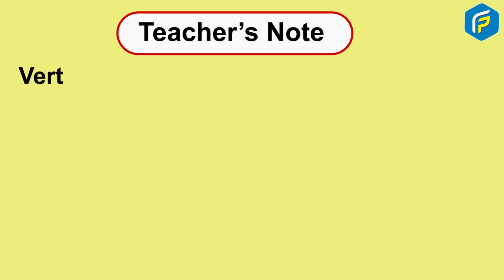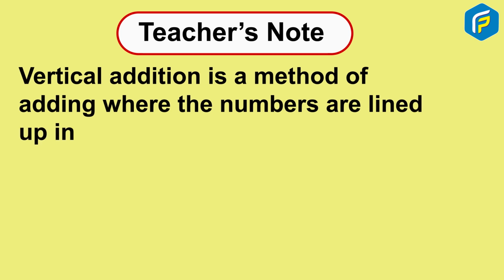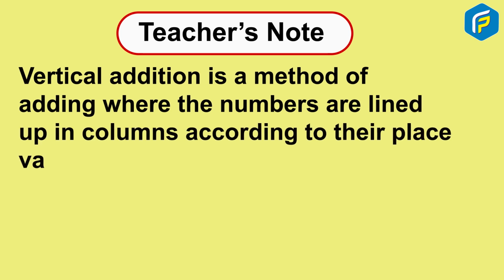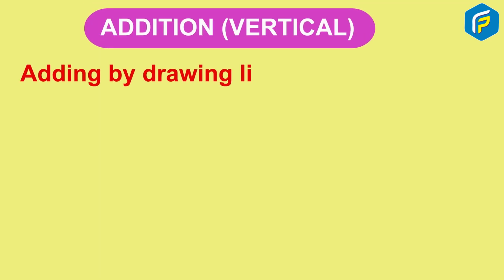Teacher's note: vertical addition is a method of adding where the numbers are lined up in columns according to their place value. Teach children with examples. Addition. Vertical. Adding by drawing lines.